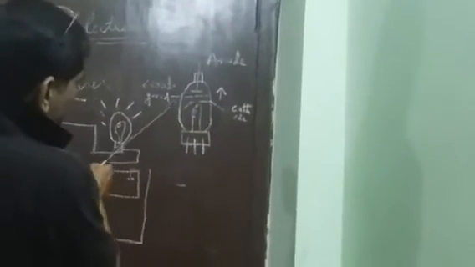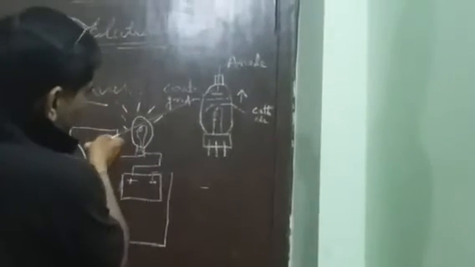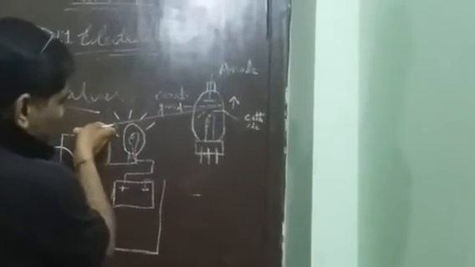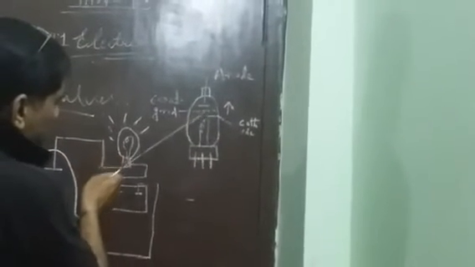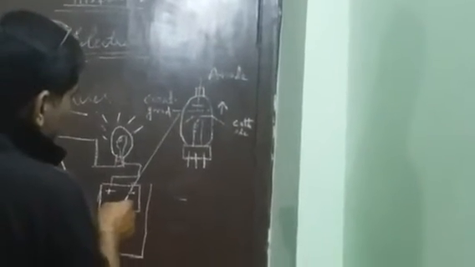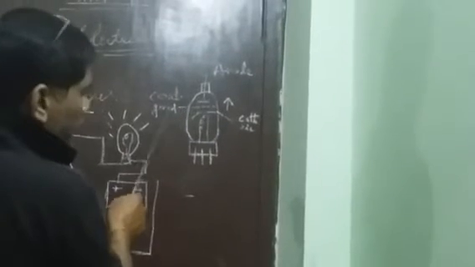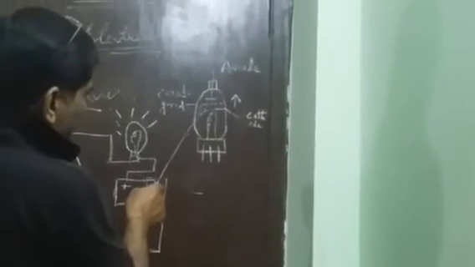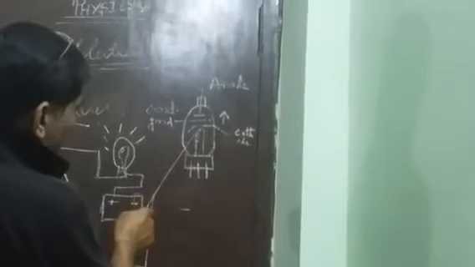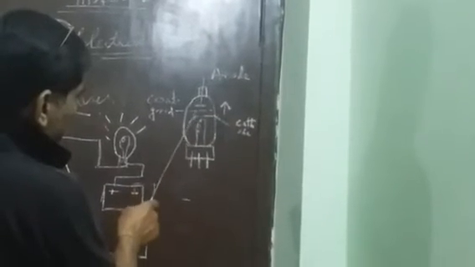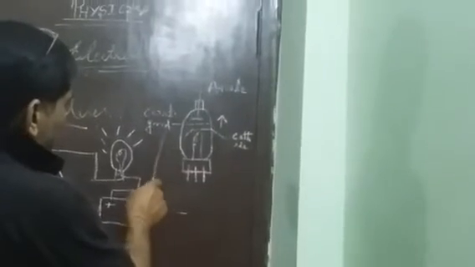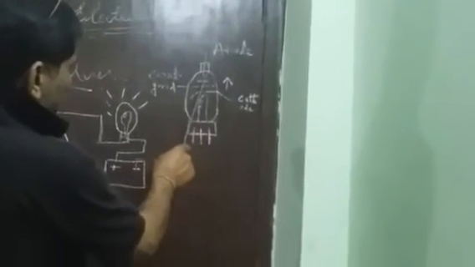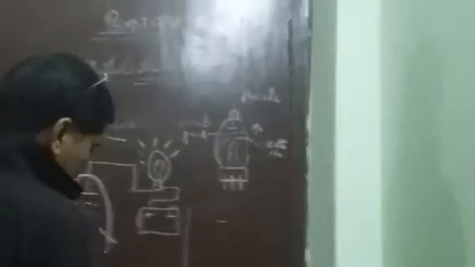Now another item is inserted in between cathode and anode. That is a screen plate. This plate you are seeing is a screen plate. In other words, we can say a control grid. By inserting this screen plate, we can control the electron flow from cathode to anode. So accordingly, we will utilize the anode voltage in a radio circuit.